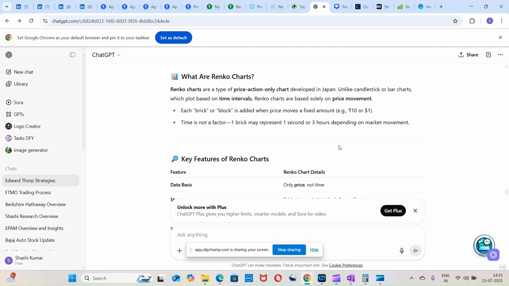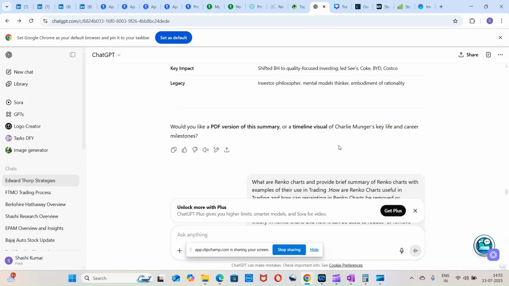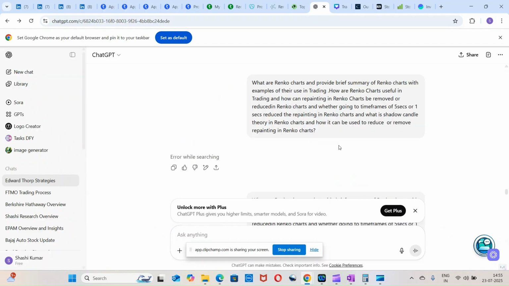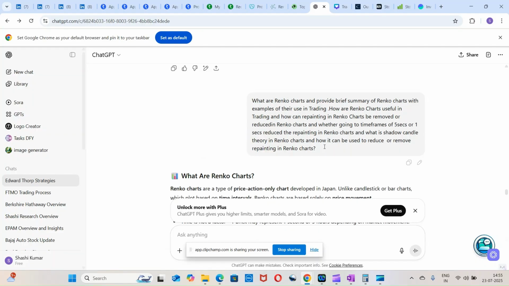So today we'll go through Renko charts, what they are, and how they could be used in trading, and how these Renko charts came into being, how Renko charts have a problem of repainting, and how this repainting can be removed in Renko charts. So that's the topic for today. So let's go through it.